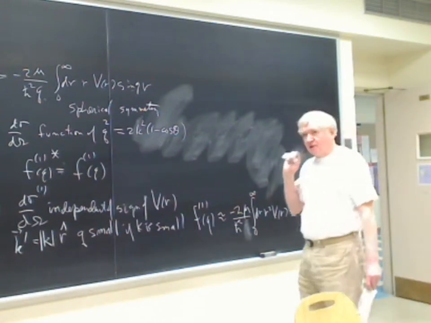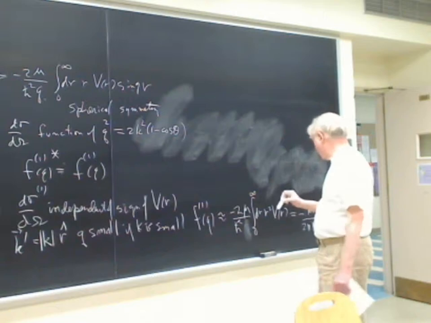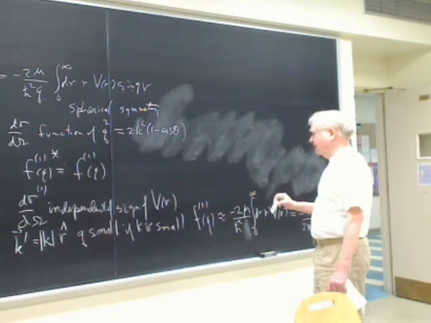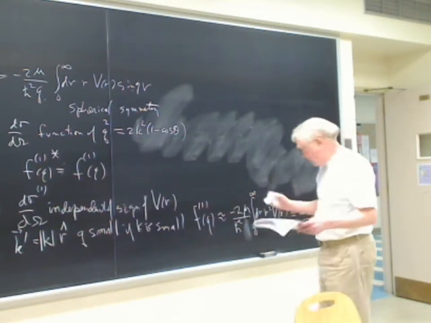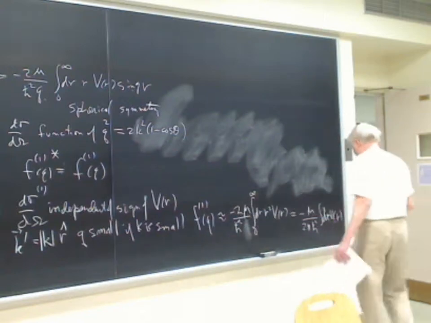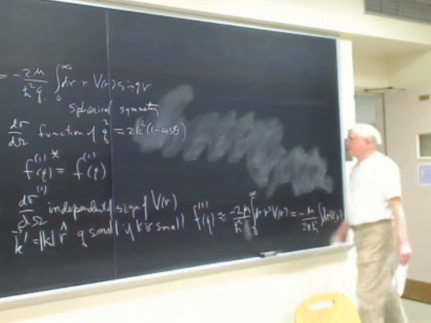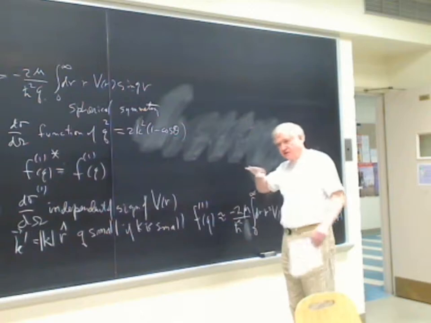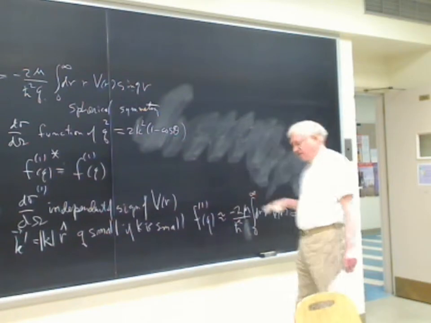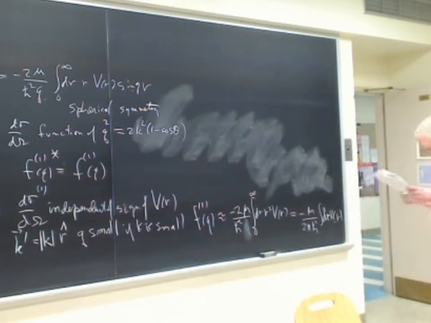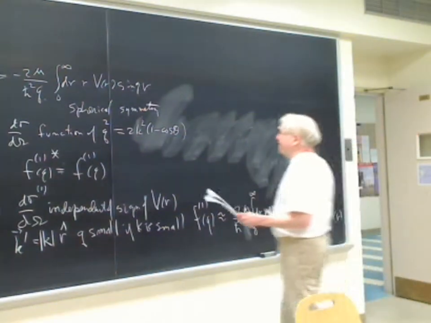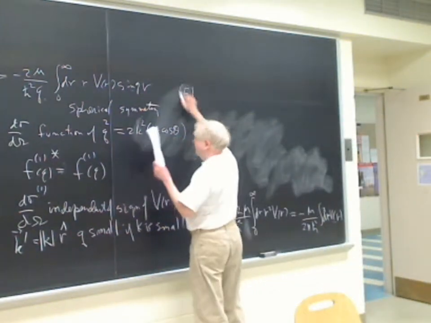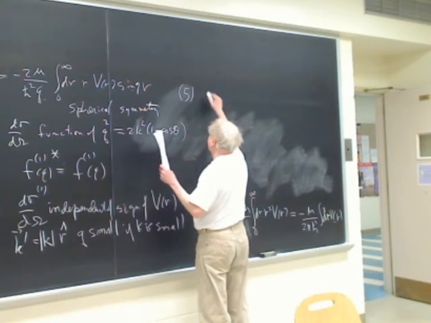So in other words, at low energies, the first Born approximation becomes an S wave, and not only is it an S wave, but it's a constant independent of momentum, as the momentum gets small. So that was 4. And now number 5 is at the opposite direction.